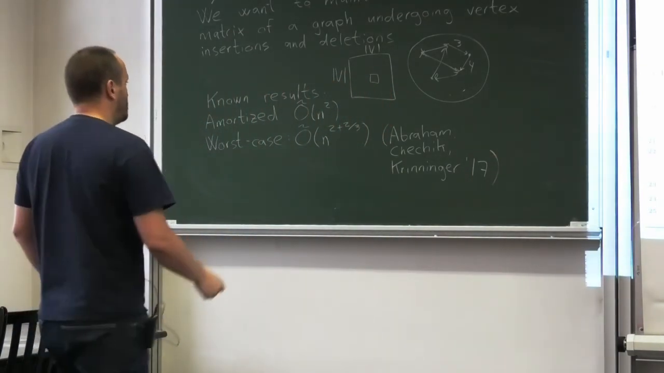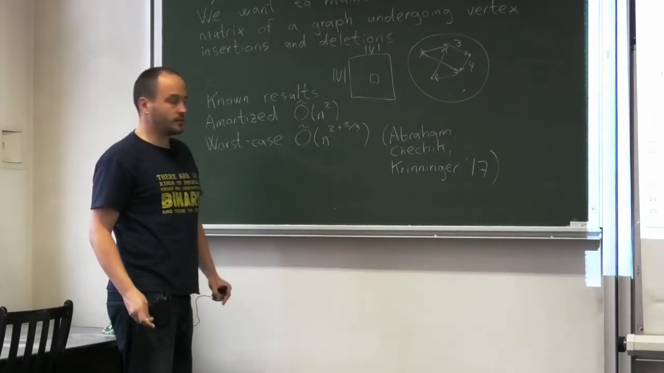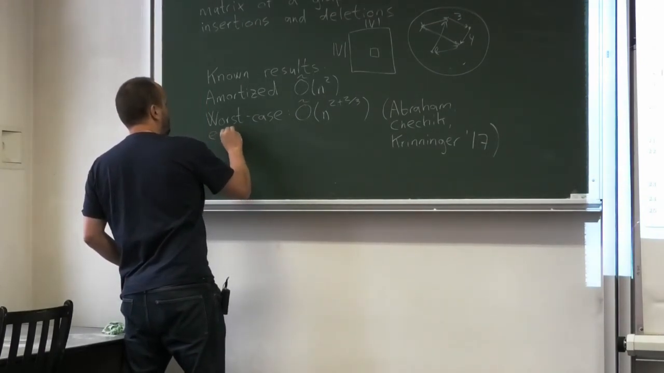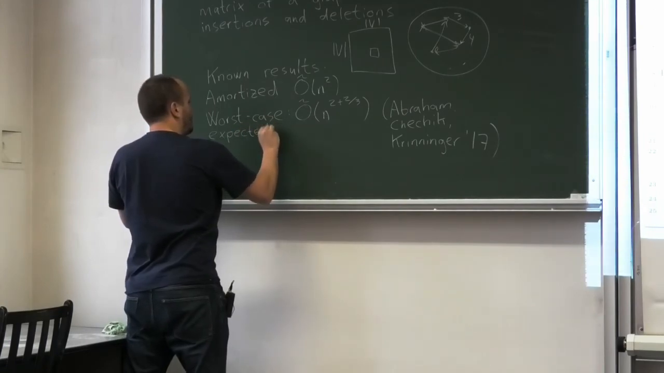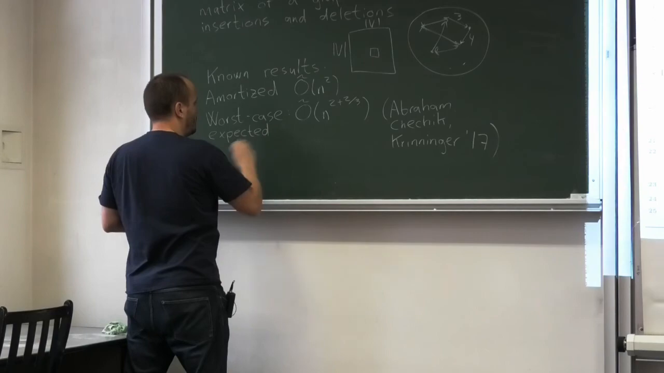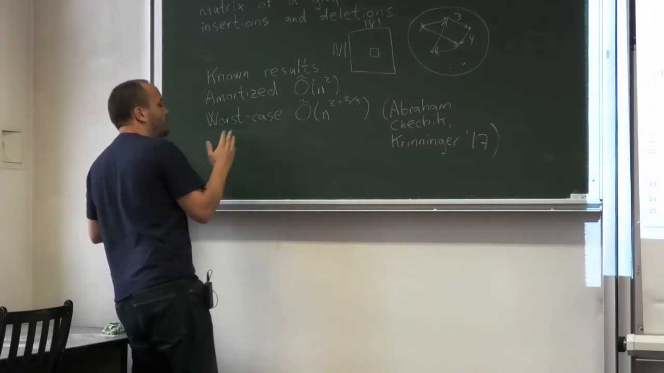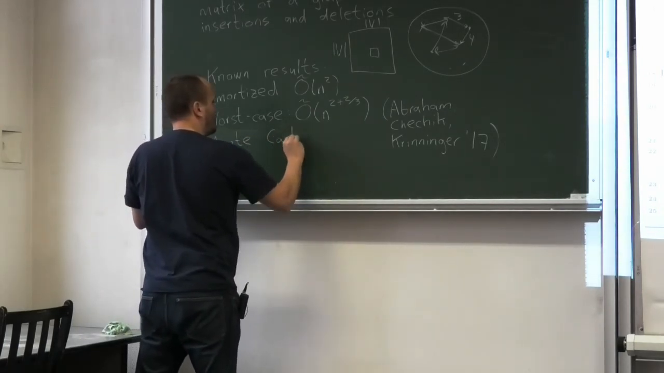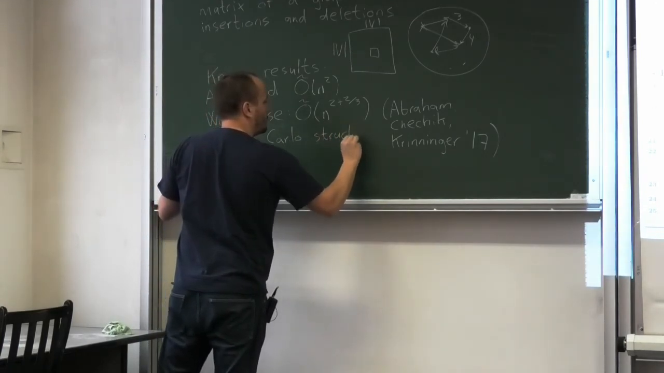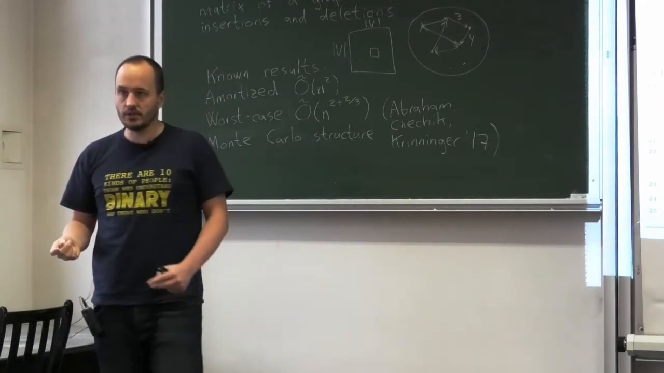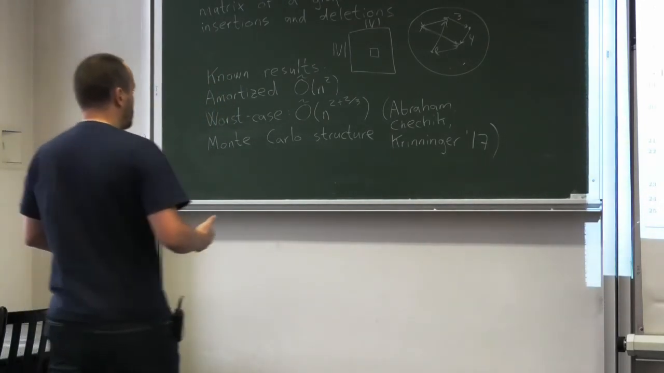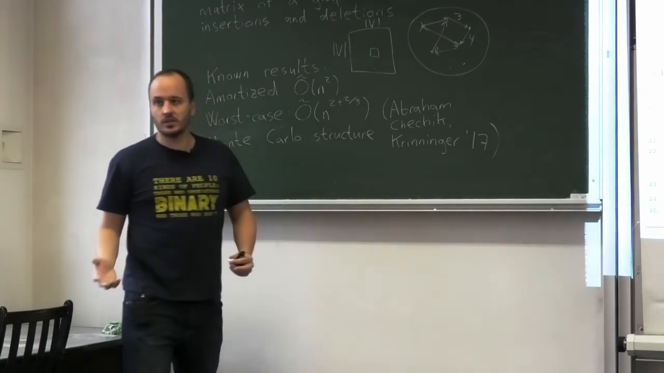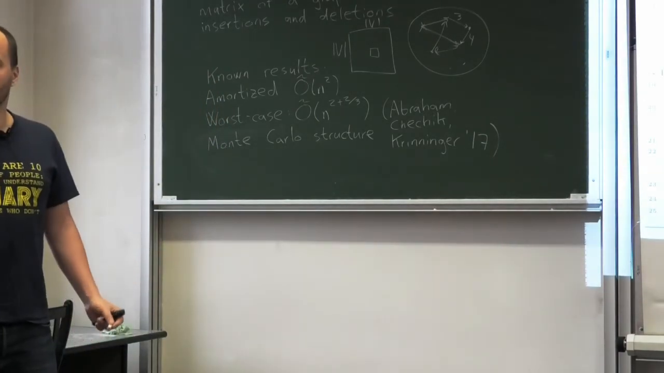So we want every update to be fast, and this is the time we want, where n is the current number of vertices. And I should say this is randomized. Actually, it is worst case; the randomization comes in another way. So this is a Monte Carlo data structure. What does it mean for a data structure to be Monte Carlo? It means that it can give wrong answers, but with low probability. So there is a slight chance that after some update the matrix that the algorithm outputs is incorrect, but you can make the probability polynomially small that it goes wrong.